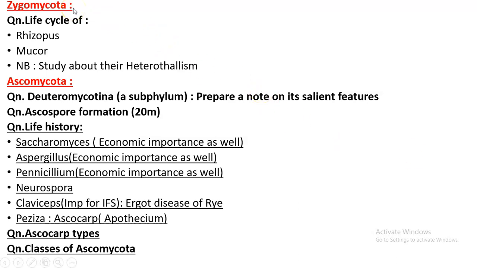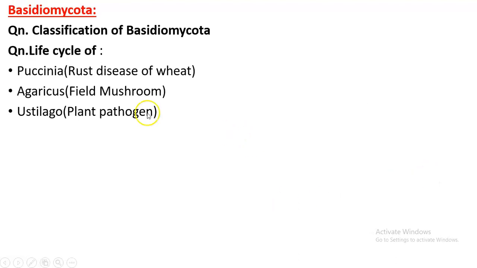First of all, Zygomycota. Zygomycota we have already completed through the life cycles of Rhizopus and Mucor. Then we started with Ascomycota. We have seen Saccharomyces, Aspergillus, Penicillium, Neurospora, Claviceps and even Peziza. After that, we have started with Basidiomycota. We have already completed Puccinia.